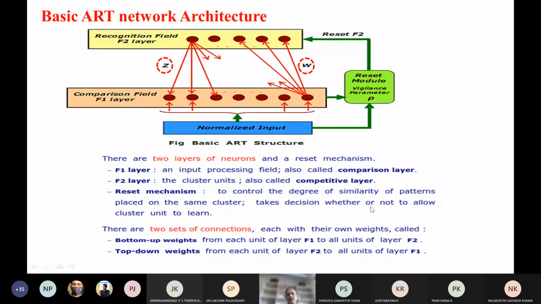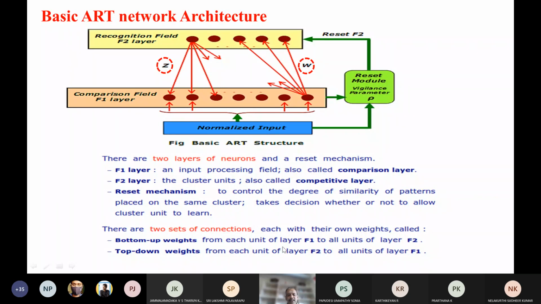It is used to control the degree of similarity of the patterns placed on the same cluster. How close this particular input pattern can be mapped to this particular cluster is the degree of similarity of the patterns placed on the same cluster, and it takes the decision whether or not to allow the cluster unit to learn. Then there are two sets of connections over here. One is the bottom-up weights, this arrow, and the next is the top-down weights, this arrow.